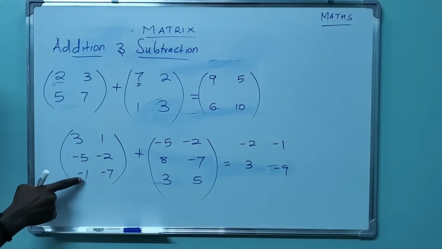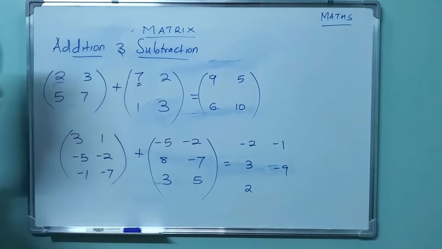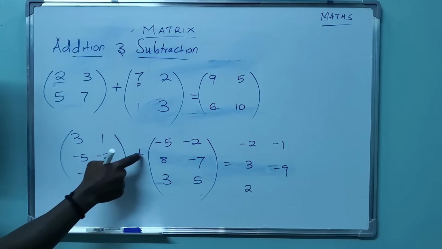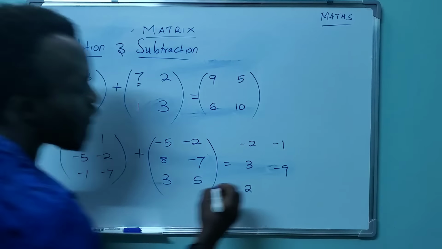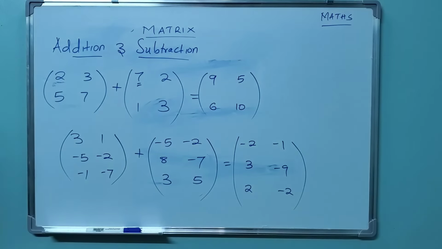Then finally, we are going to have negative 1 plus 3. I'm going to have there 2. And finally, negative 7 plus 5. I'm going to have there negative 2. And that is the addition of matrices.